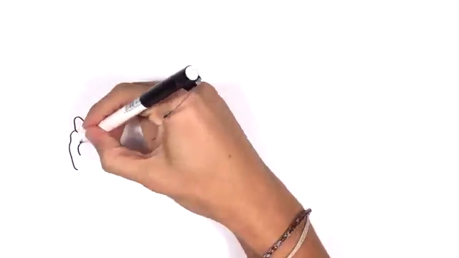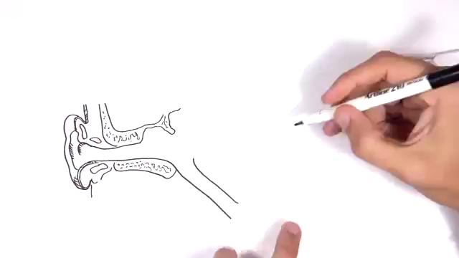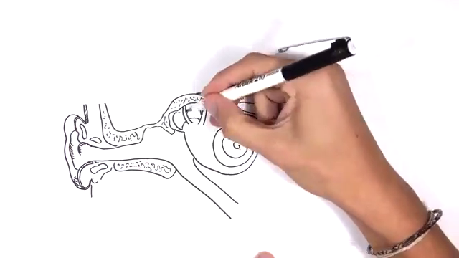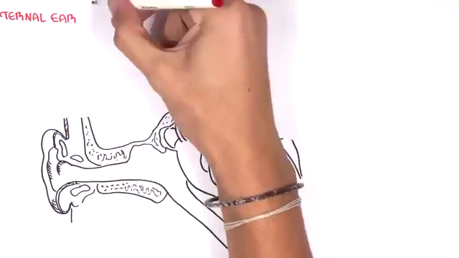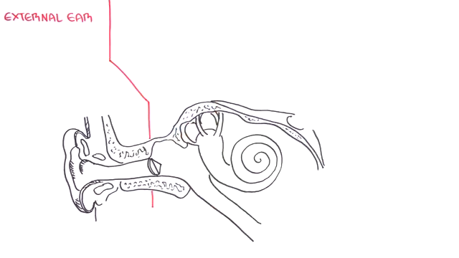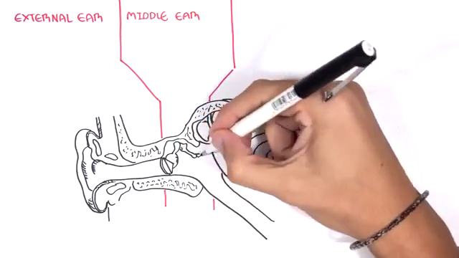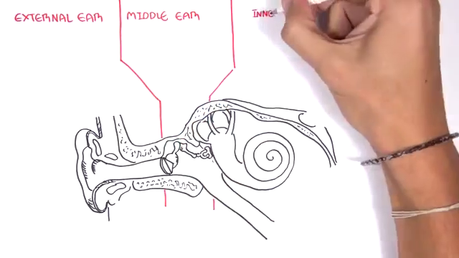In this video, we will look at the anatomy of the ear. So the ear in general can be divided into three sections: the external ear, which goes to the eardrum; the middle ear, from the eardrum to the oval window; and the inner ear, which is basically your cochlea and your hair cells, this shell-looking structure.